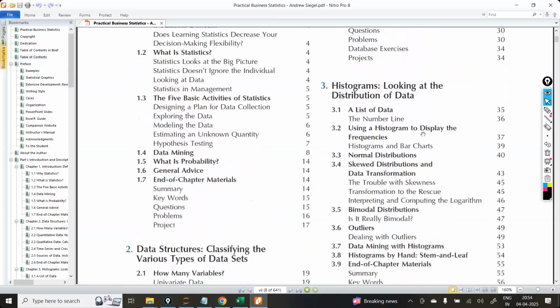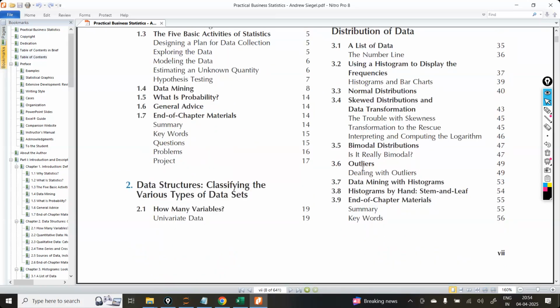Next, histograms. What is the difference between histograms and bar charts? Bar charts are applied on the discrete variable. Histogram is applied on the continuous variable. Normal distribution and skewed distribution. Next, outliers. Did I explain the outliers?